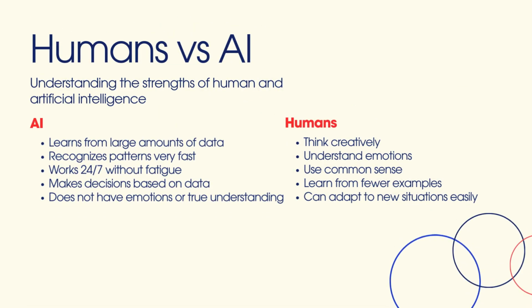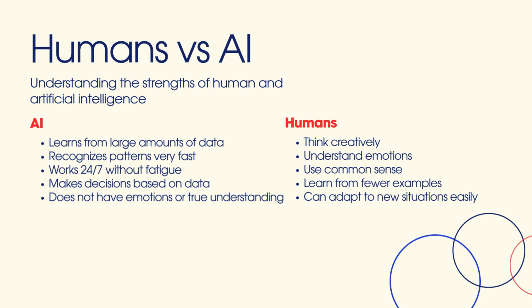Let's understand the strengths of humans and artificial intelligence. Humans and artificial intelligence are powerful in different ways. Artificial intelligence learns from large amounts of data. It can recognize patterns very fast. It works 24 hours a day without getting tired. It makes decisions strictly based on data, but it does not have emotions or true understanding.